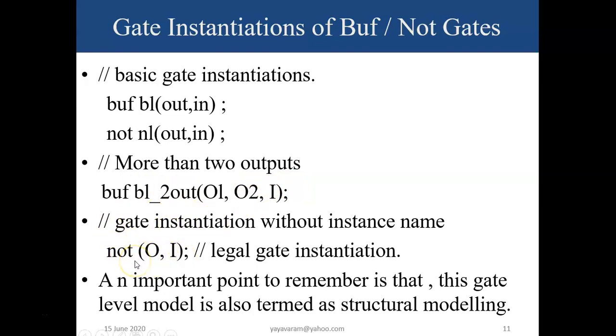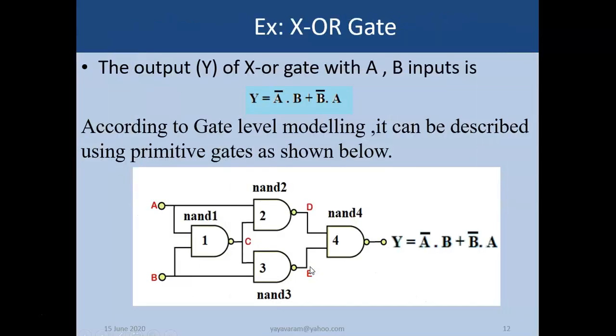Suppose I write a NOT gate. I have not used even the numbers here. Simply I have written NOT, O, I. That means output, input. That is a legal gate instantiation. So in this way, what we do is we try to invoke, instantiate, that is, use these primitive gates to build any logic gate or system.